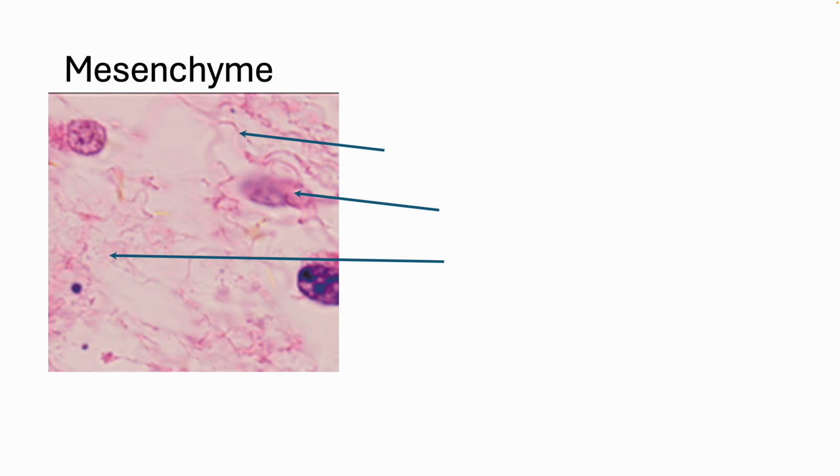All right, so here's a picture of the mesenchyme. You can see that there are mesenchymal cells present. It has a ground substance that is fluid and fairly sparse, with very few fine fibers found within it.